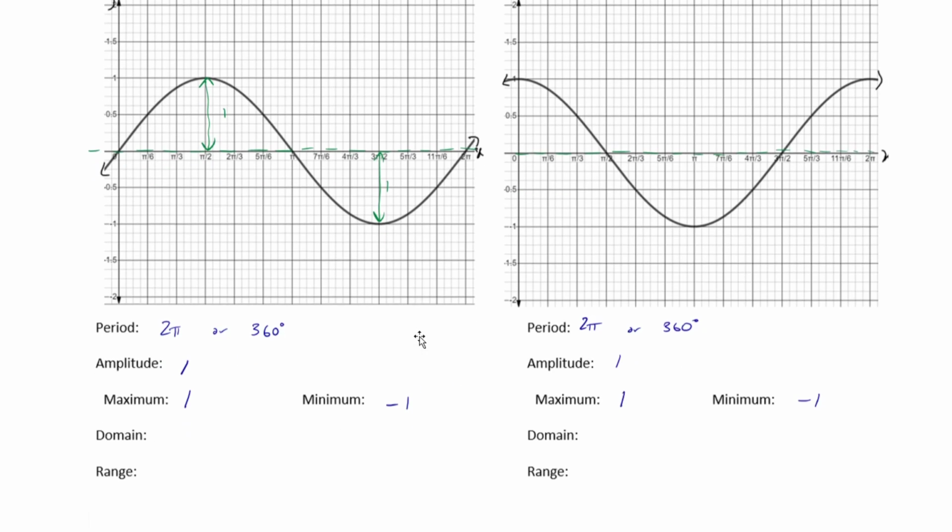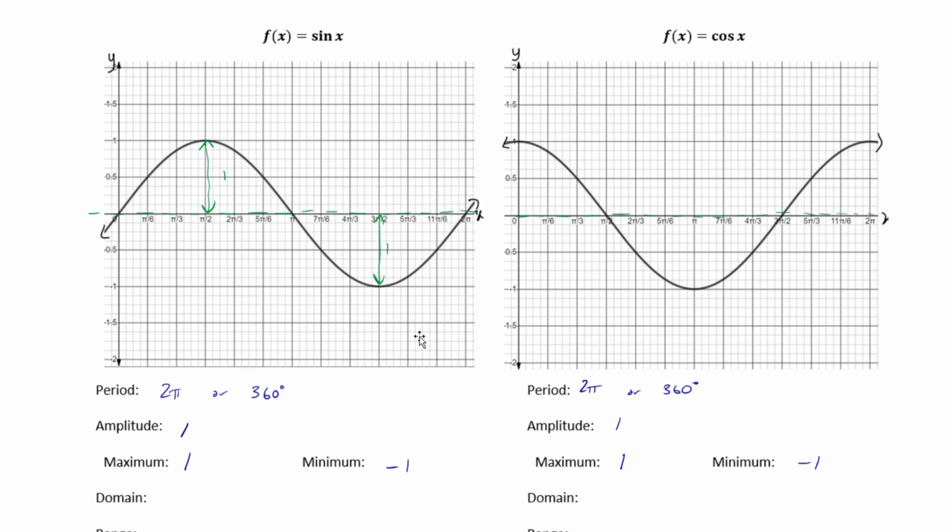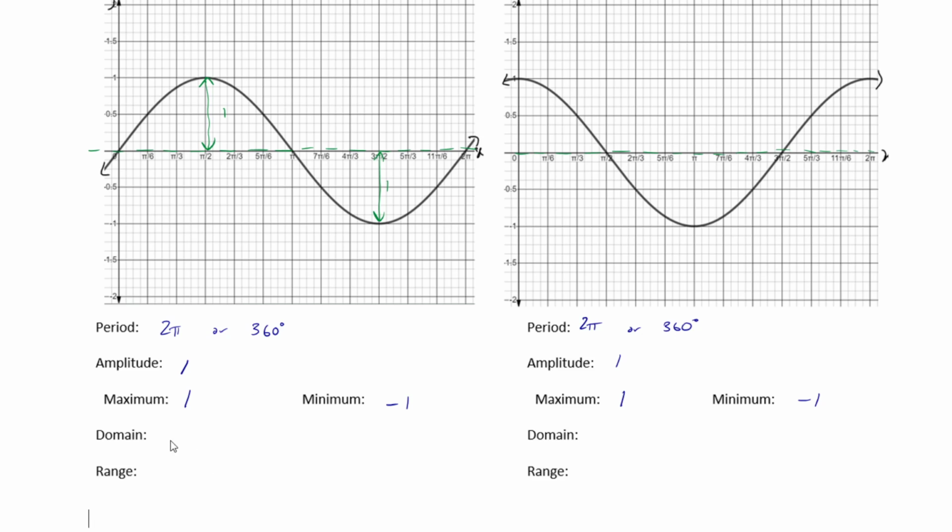Now, if we were to look at the entire domain of this function, like what are all the possible x values in the sine and cosine graph? Well, they're both the same, and that is x is an element of all real numbers. It's continuous along the x-axis. Same thing with the cosine graph. It's all real numbers of x.